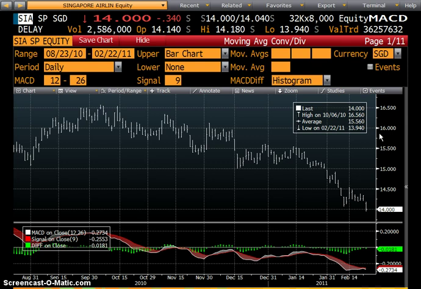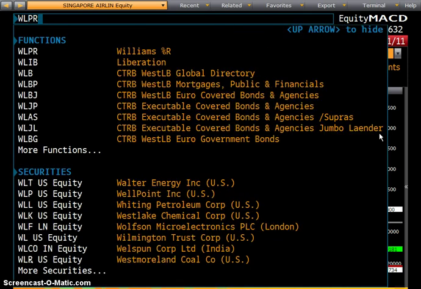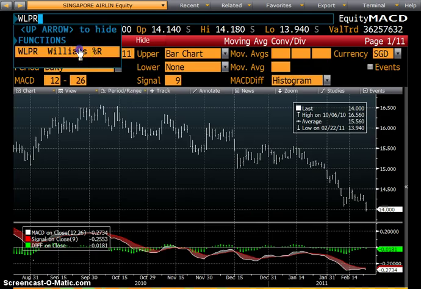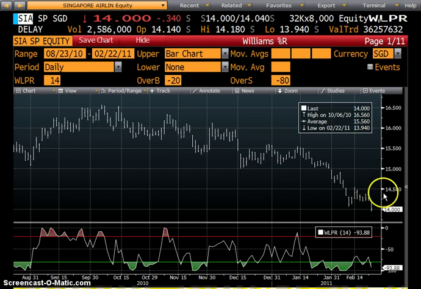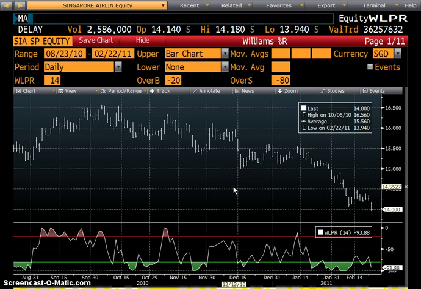The next indicator is WLPR, Williams Percent R. That's another indicator, and again it is in the oversold region. Oversold doesn't mean that it will reverse direction. It's just temporarily oversold, so it's likely to bounce, and it has for a short while, but very quickly it's gone back down again. So right now, this graph shows that Singapore Airlines stock is in a very bearish trend. It's heading down very quickly.